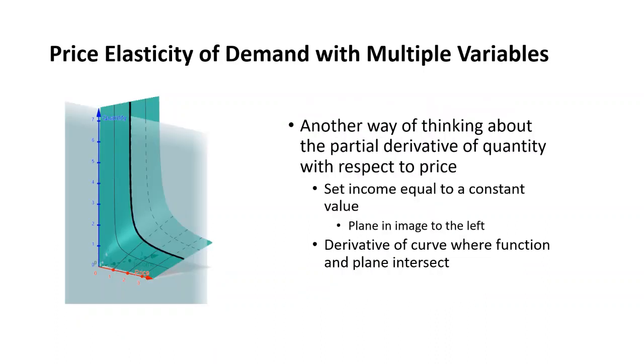Another way of thinking about the partial derivative of quantity with respect to price is to set the income equal to a constant value. As you can see on the image on the left, that would be this blue plane. The partial derivative of quantity with respect to price would then be the derivative of the curve, here it's in black, where the function and the plane intersect.